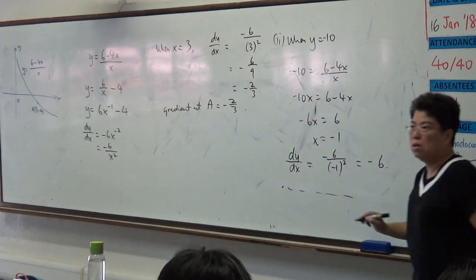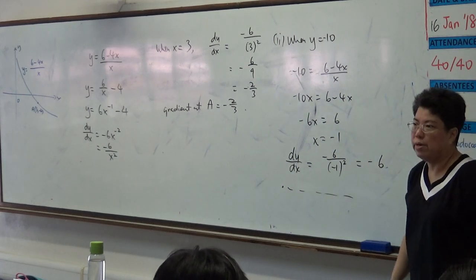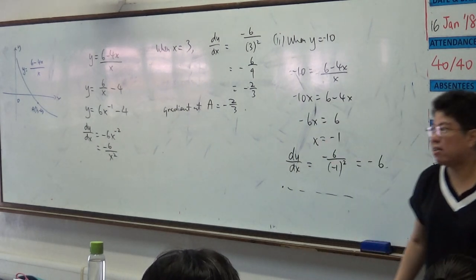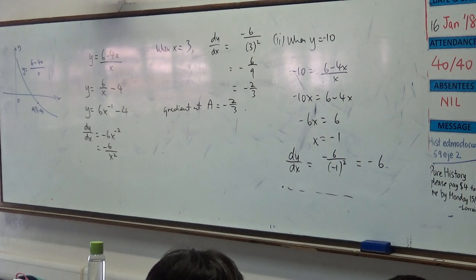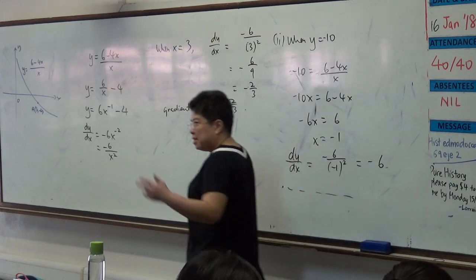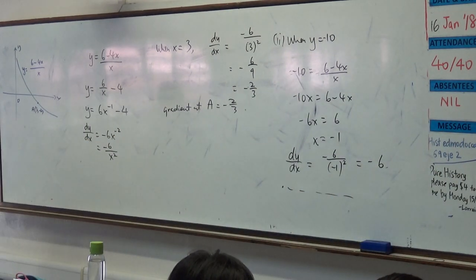Just like the conclusion. Even if you don't write it like that, you'll mark it correct already because you got it already. It's negative 6. Everybody clear? Okay. Alright, last part. The point where it crosses the x-axis. This is coordinate geometry. When it crosses the x-axis, what is y? Y is 0. Very good.